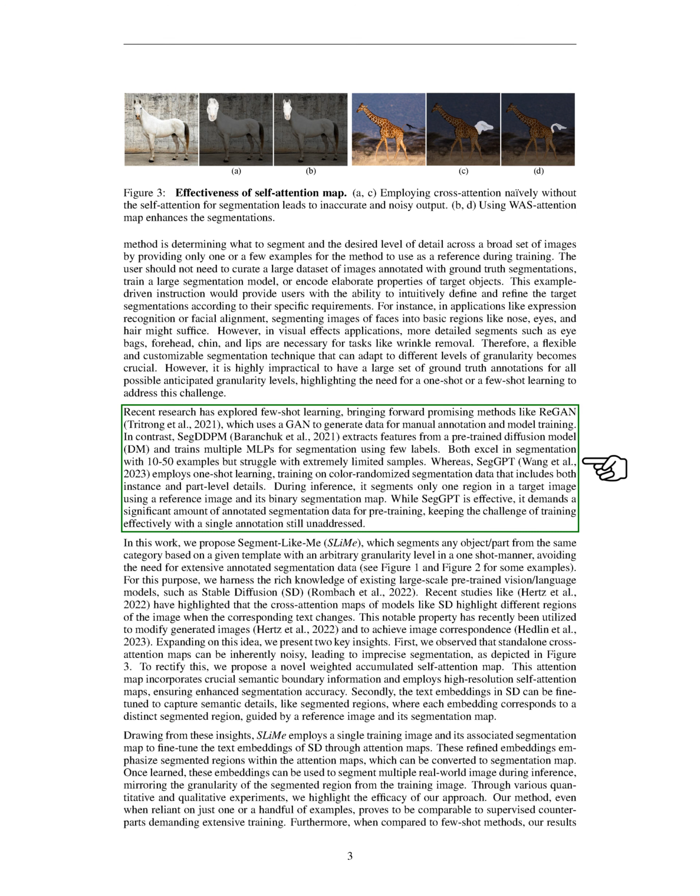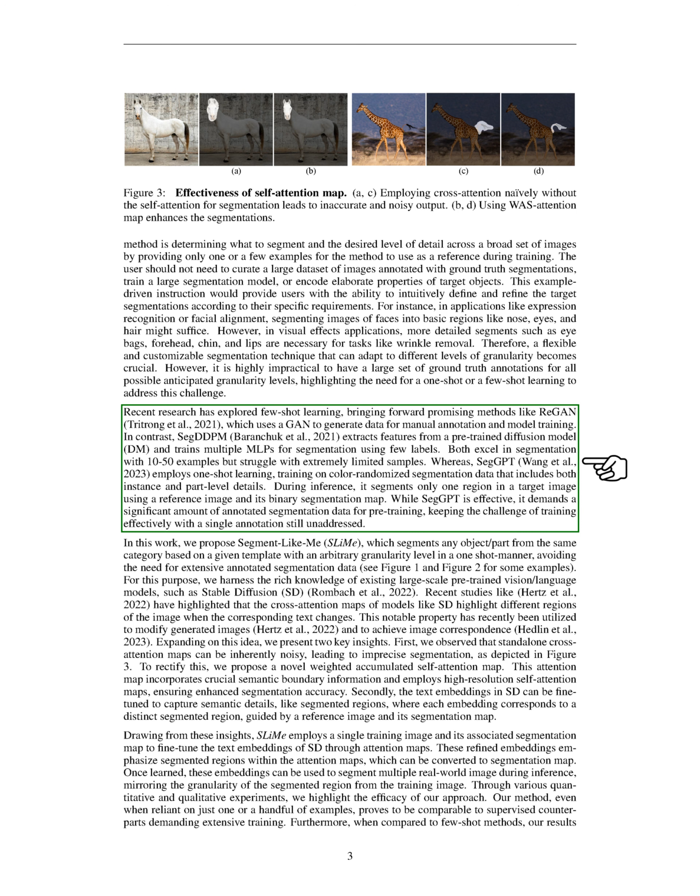Recent research has made strides in few-shot learning, with promising methods like Regan, which uses a generative adversarial network, GAN, to generate data for manual annotation and model training. Another method, SegDDPM, extracts features from a pre-trained diffusion model and trains multiple multilayer perceptrons, MLPs, for segmentation using few labels. Both of these methods excel in segmentation with 10 to 50 examples but struggle with extremely limited samples.